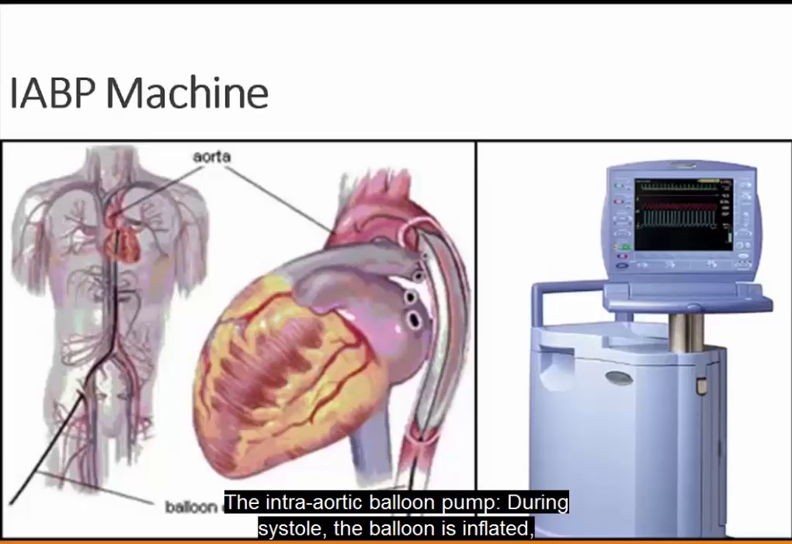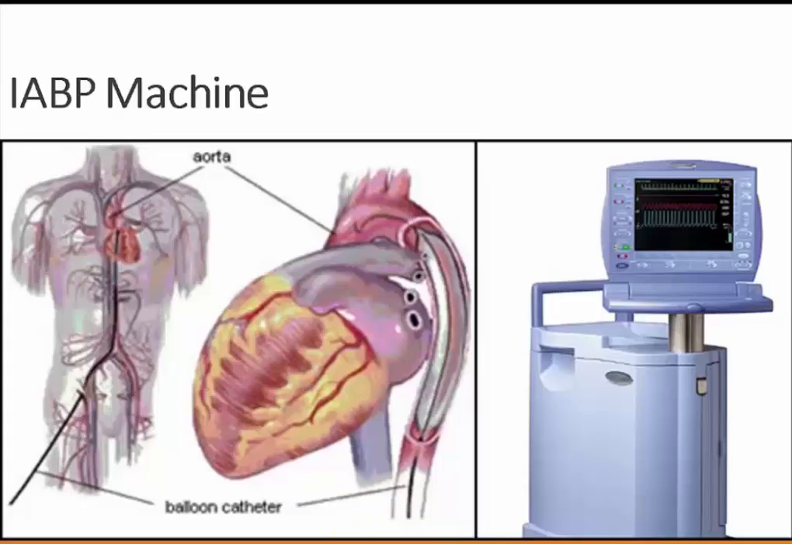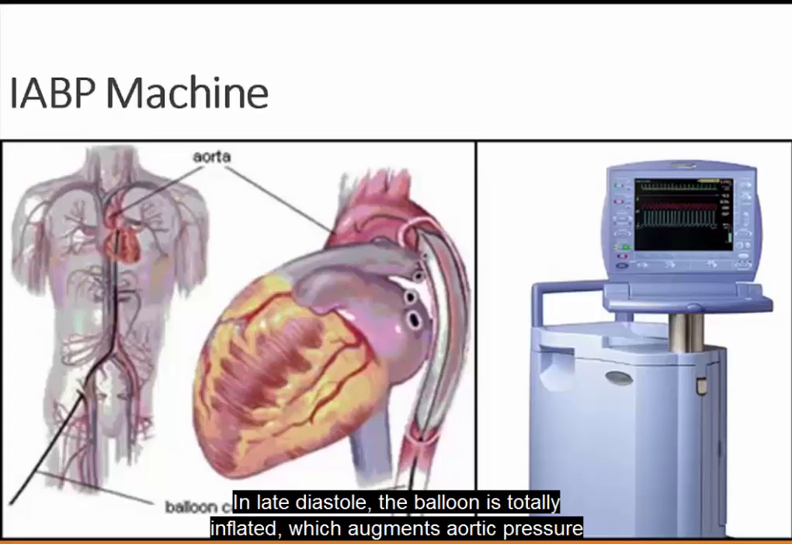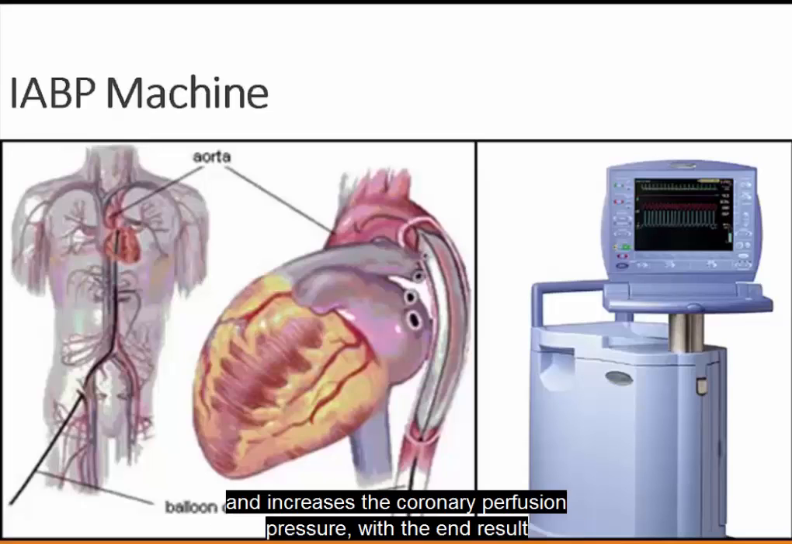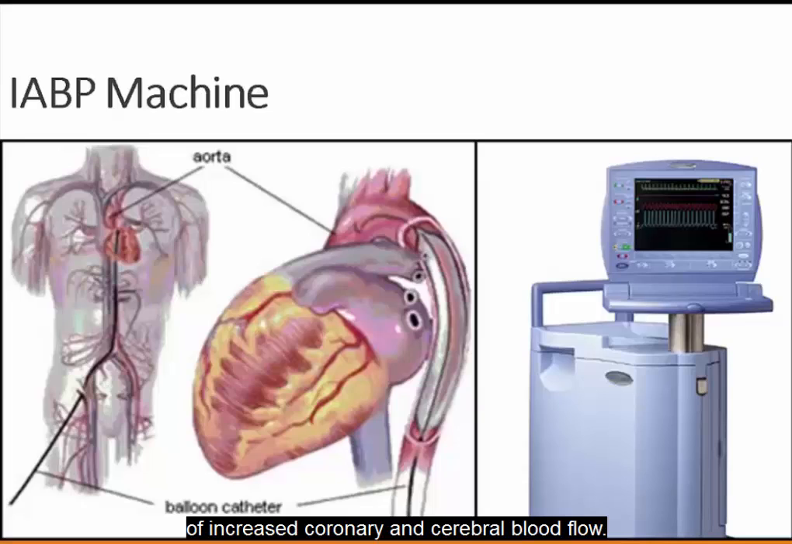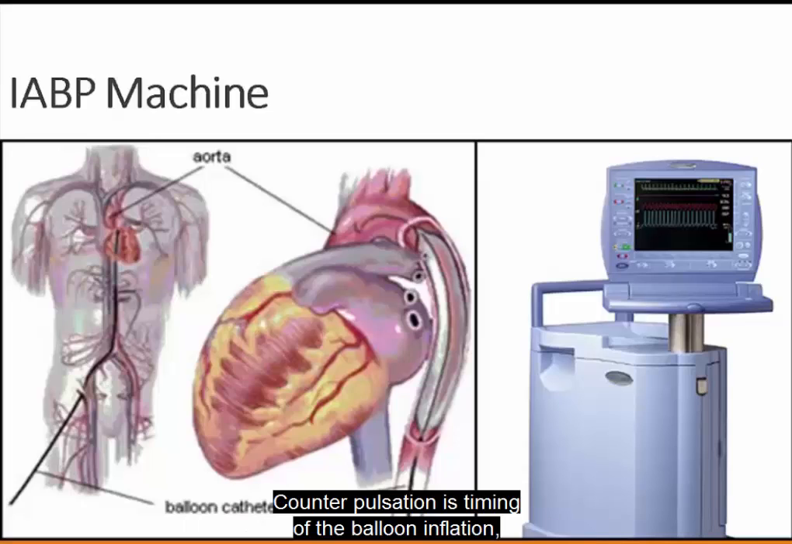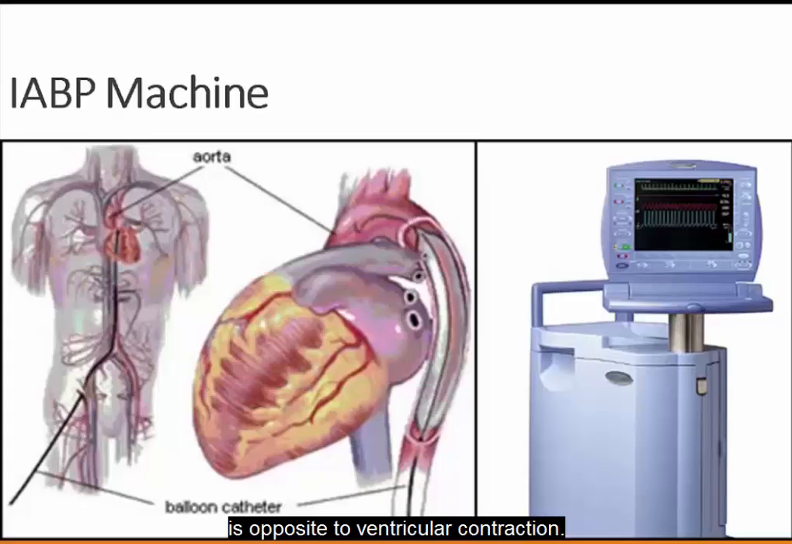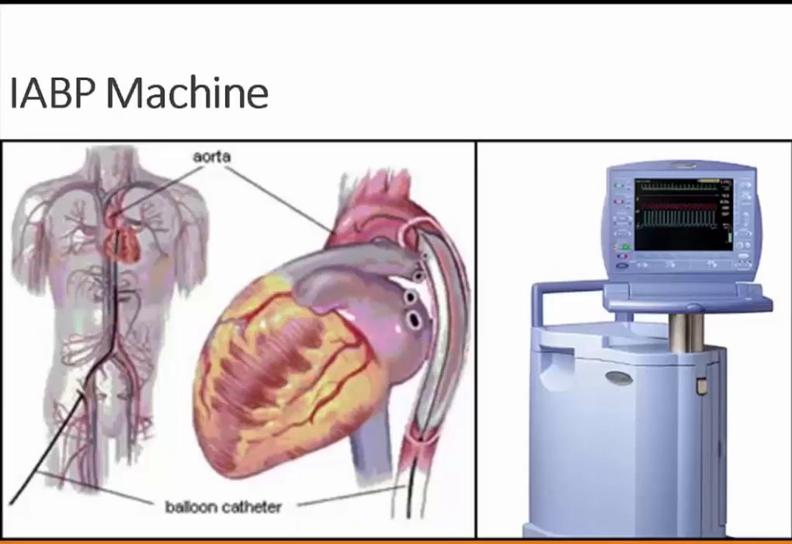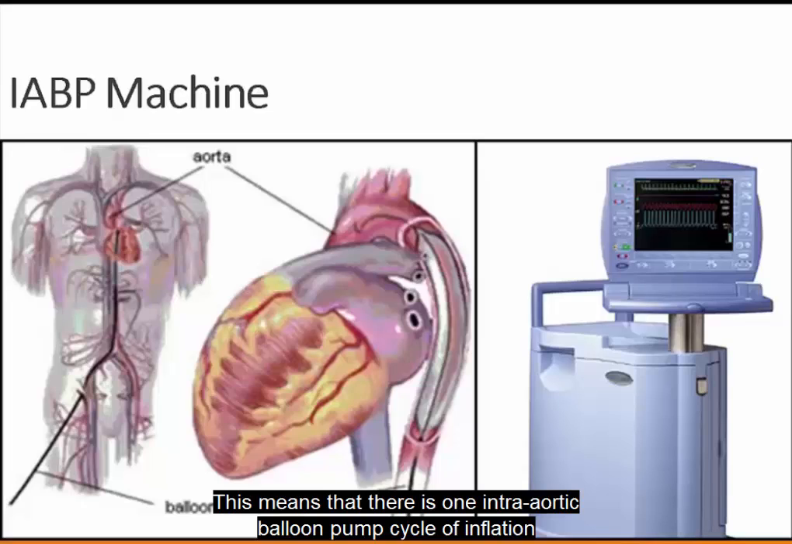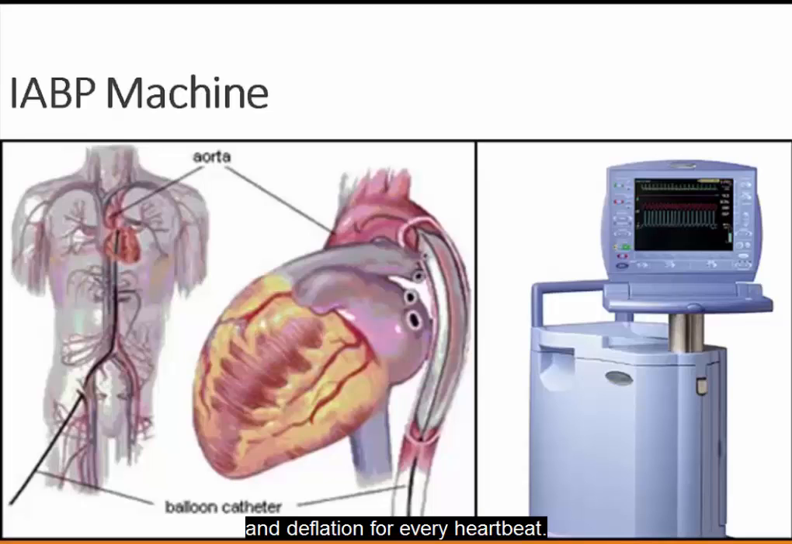The intra-aortic balloon pump. During systole, the balloon is deflated, which facilitates ejection of the blood into the periphery. In early diastole, the balloon begins to inflate. In late diastole, the balloon is totally inflated, which augments aortic pressure and increases the coronary perfusion pressure, with the end result of increased coronary and cerebral blood flow. Counterpulsation is timing of the balloon inflation opposite to ventricular contraction. The intra-aortic balloon pump assist ratio is 1:1 in the acute phase of treatment. This means that there is one intra-aortic balloon pump cycle of inflation and deflation for every heartbeat.